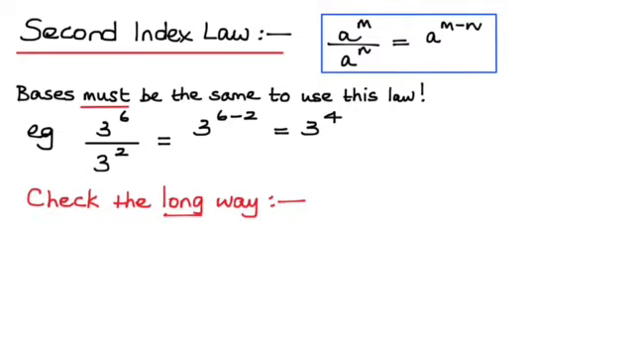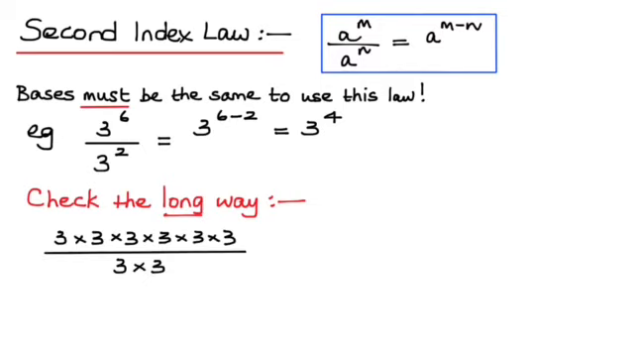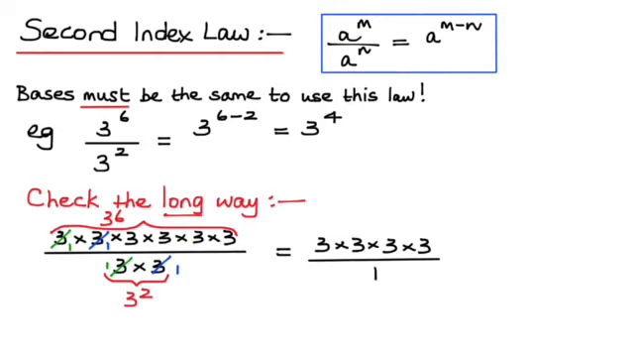Here comes our long way check on that. So if we had 3 to the 6 over 3 to the 2, you know that you can cancel a 3 here with a 3 there. That's 3 to the 6, that's 3 to the 2. Now let's do those cancellings. There's the first lot and there's another lot there. So now we've just got 1 left on the denominator and we've got 4 of these left on the numerator, so the answer is going to be 3 to the 4, just as we found up here. See, it makes perfect sense.